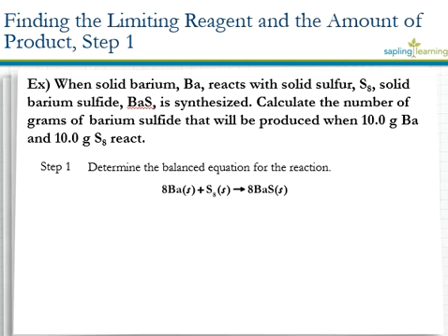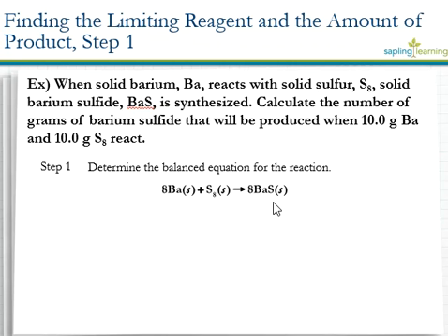Okay. So say we have an example like this. When solid barium reacts with solid sulfur, solid barium sulfide is synthesized. Calculate the number of grams of barium sulfide that will be produced when 10.0 grams of barium and 10.0 grams of sulfur react. So here is the balanced chemical equation for you. We have solid barium reacting with solid sulfur to produce barium sulfide.